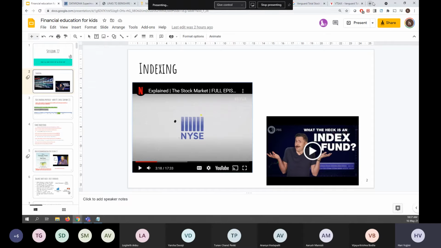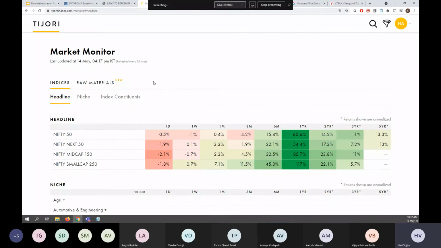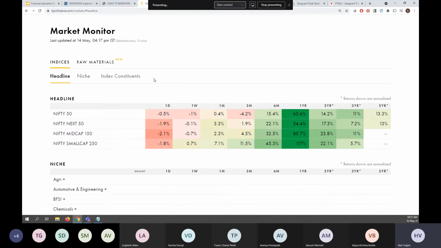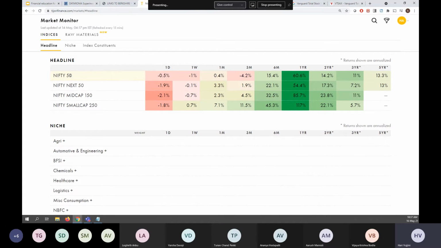So I just want to show you an example of the Indian market. So these are the indices in India. If you see, this is the Nifty 50. That's the top 50 companies of the Indian economy. And then Nifty Next 50, after 50, 51 to 100. So these are the top two indices. Then they have mid cap, which is medium size companies, and small cap, which is small size companies.